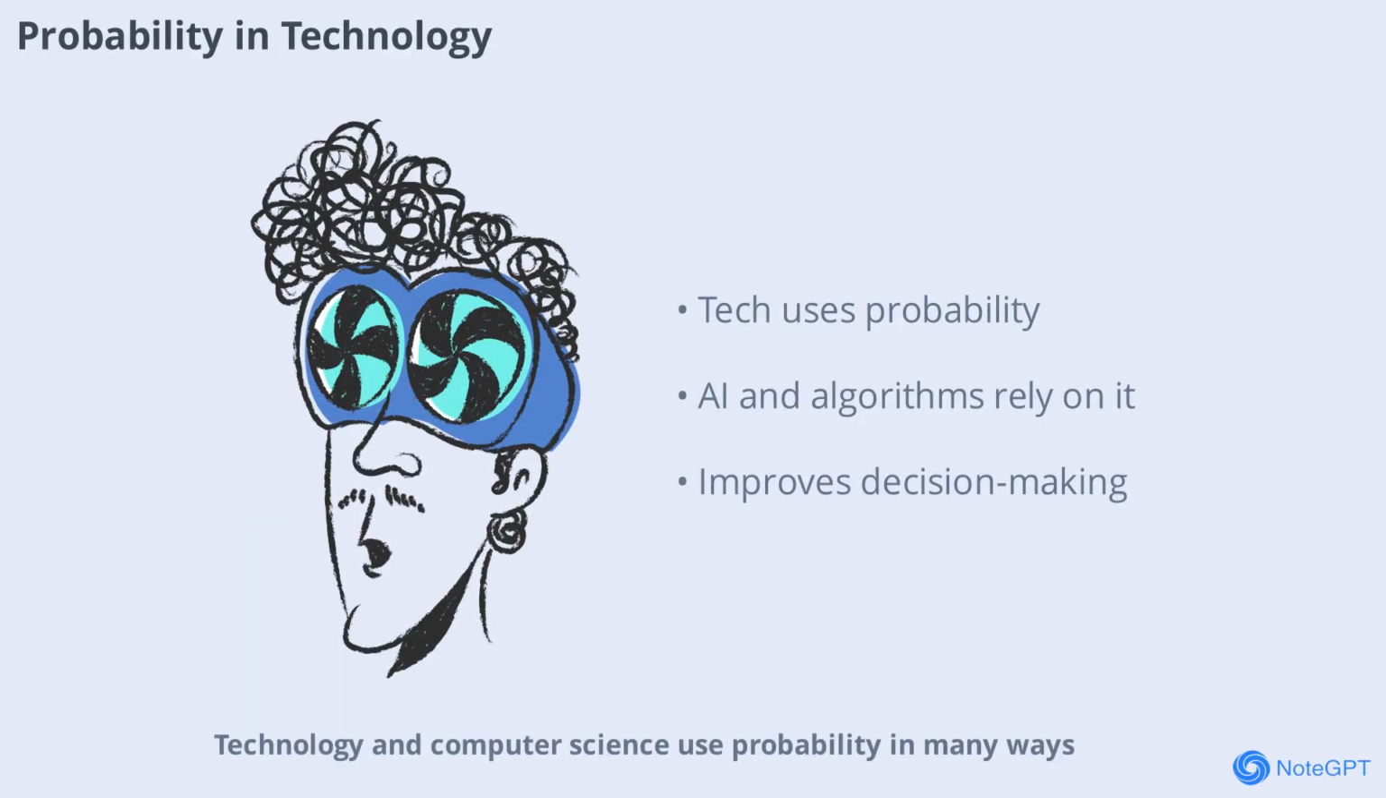Technology and computer science use probability in many ways, from algorithms that filter spam emails to artificial intelligence that predicts user behavior. Probability helps computers make decisions under uncertainty and improve their performance over time. It's a key part of modern technology.